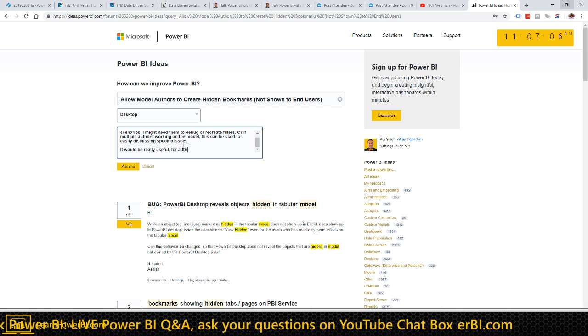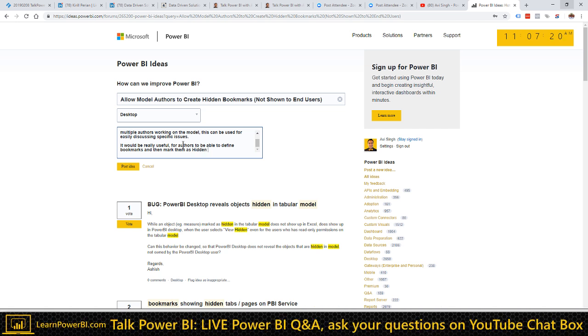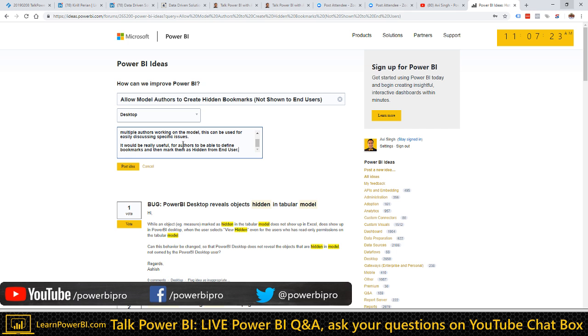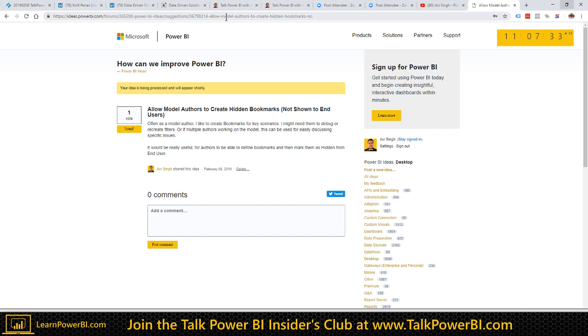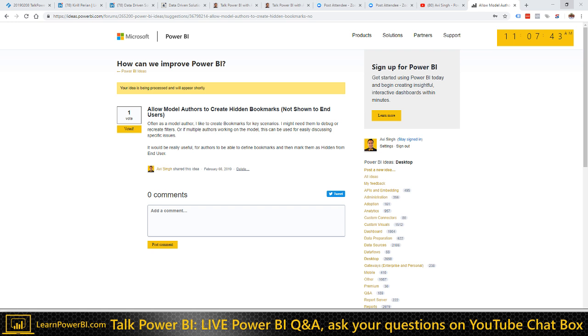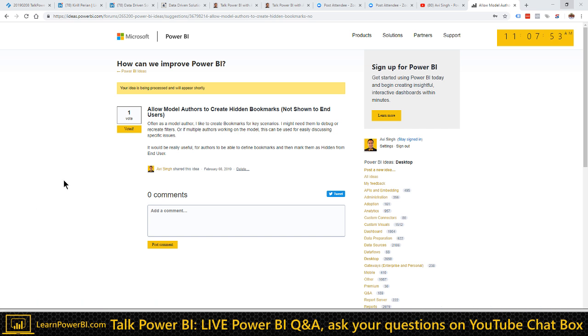Really useful for authors to be able to define bookmarks and then mark them as hidden from end users. Good enough, right? Looks fine to me. I'll go for it. All right, my friends, it's being processed. I'll put the link here, but it may not show up right away. Folks on YouTube, I'll put the link there as well. If you can vote on it, great. Otherwise, just check back in.